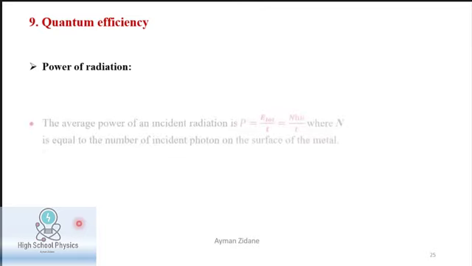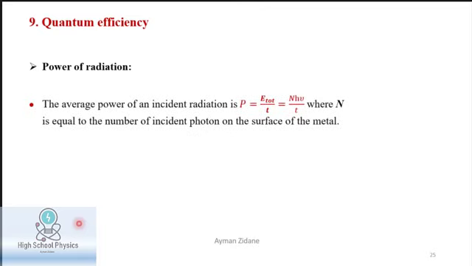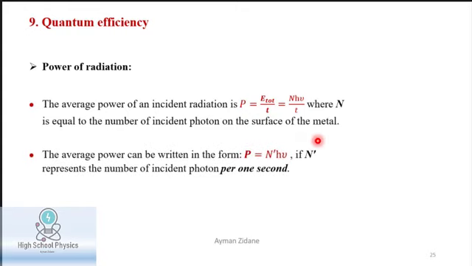Quantum efficiency. Power of the radiation. The average power of an incident radiation is P equals total energy per unit of time, equals n h nu per unit of time, where n is the number of incident photons on the surface of the metal. The average power can also be written in the form P equals n times h nu, where n here is the number of incident photons per second.